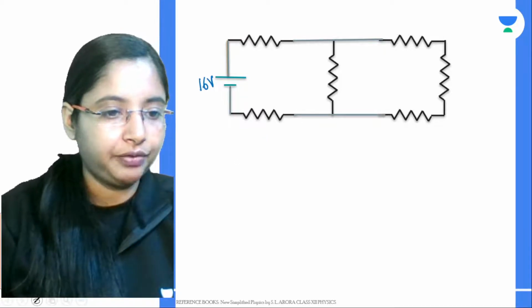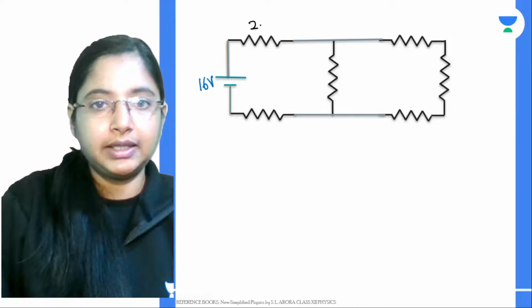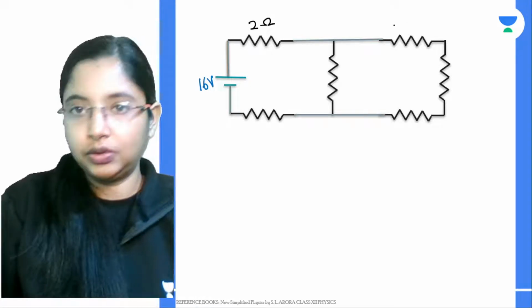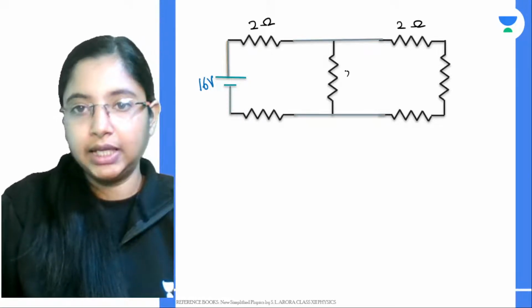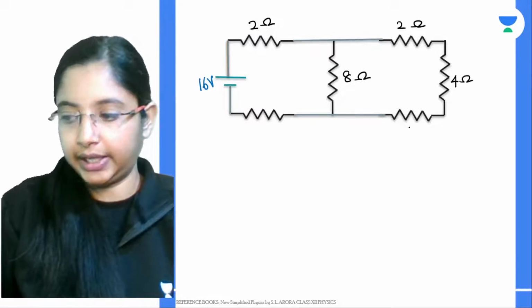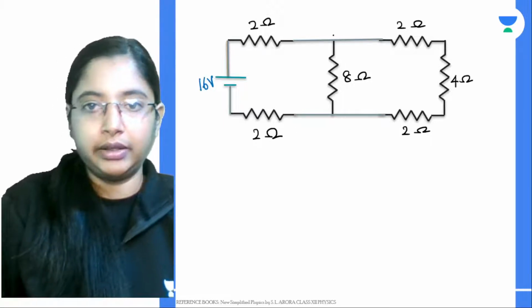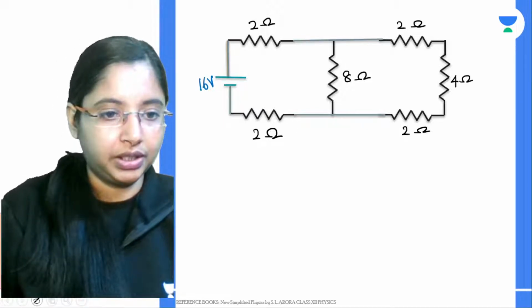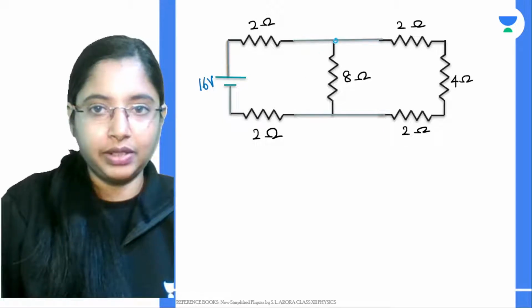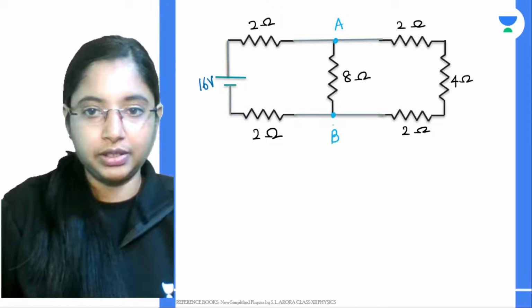Okay, then if we look at the resistor value for each of these resistances over here, let's say this is 2 ohms. So this is also 2 ohms. Okay, let's say this is 8 ohms though, right? Let's say this is 4 ohms and this is 2 ohms again, and let's say this is 2 ohms again. Now let's say this point over here, where all these three resistors are joined, is point A. This point over here, where these three resistors are joined, is point B.